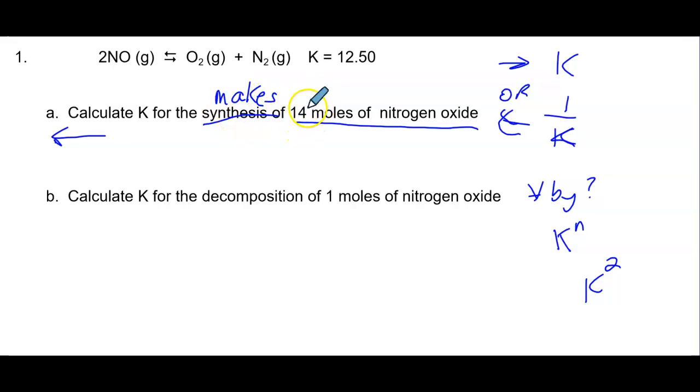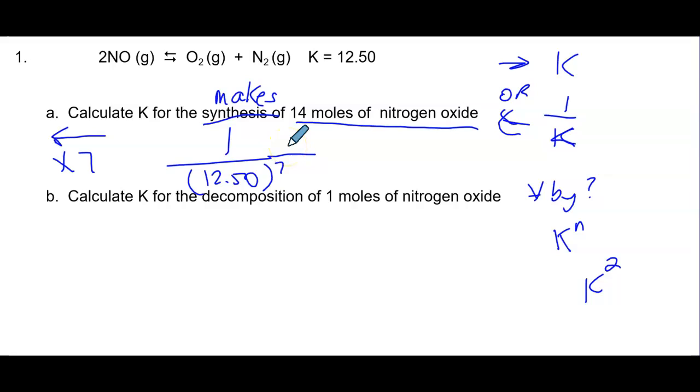Now I want to make 14 moles of what? Nitrogen oxide. I look up here and I only have 2 moles of nitrogen oxide. So to get 14, I have to multiply by 7. Because I reversed it, I have to put my K underneath 1. And because I multiplied by 7, I have to raise my K to the 7th power. Remember that this raised part needs to be underneath the 1.